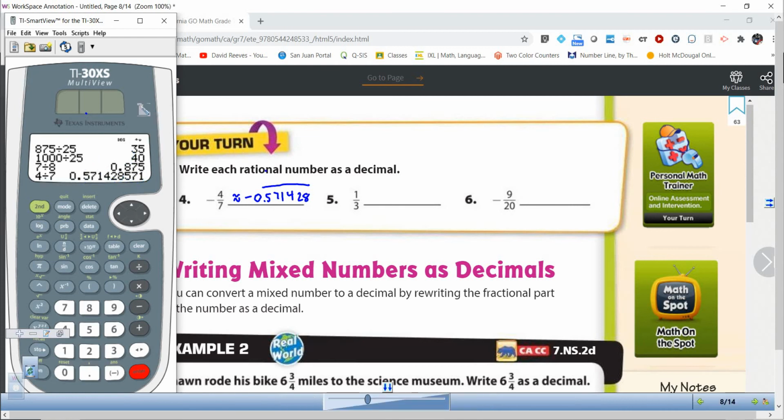All right, we already said what 1/3 was. 1/3 is one of those ones you should have memorized as a decimal. 0.3 repeating. We also showed that in the calculator already.